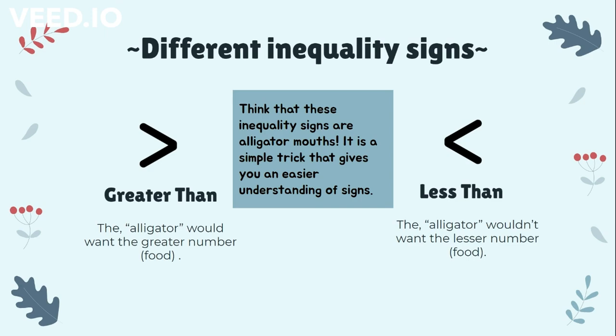So the first sign is a greater than symbol. The so-called alligator would want the greater number, or their food, because they obviously want more food than less food. So any number value that is greater than the rest of the numbers will be the one that the greater than symbol will be pointing at. And for the less than symbol, it also works the same way, only this time it would want the lesser number of food.